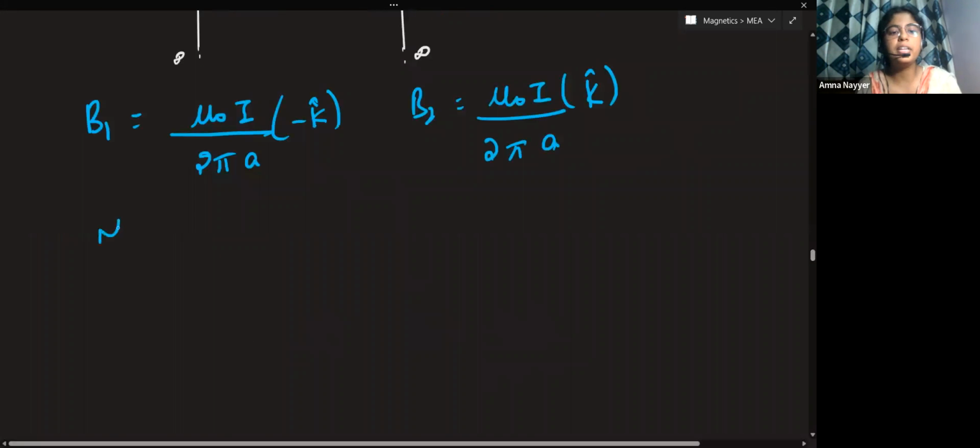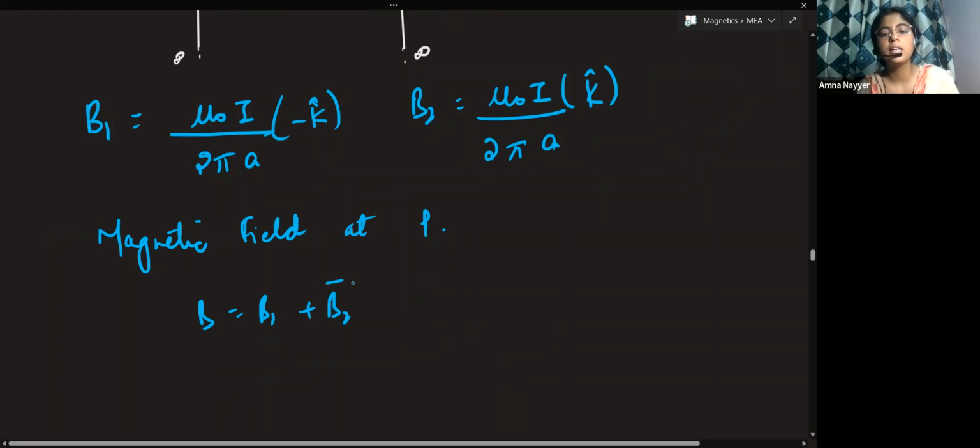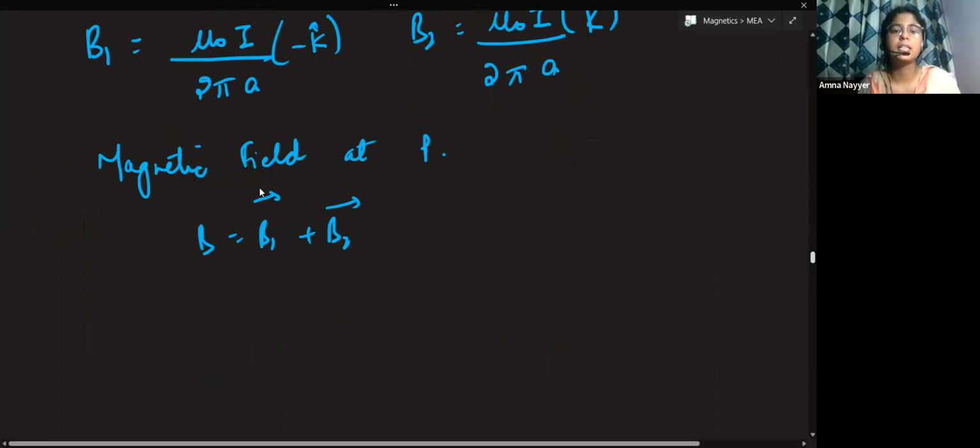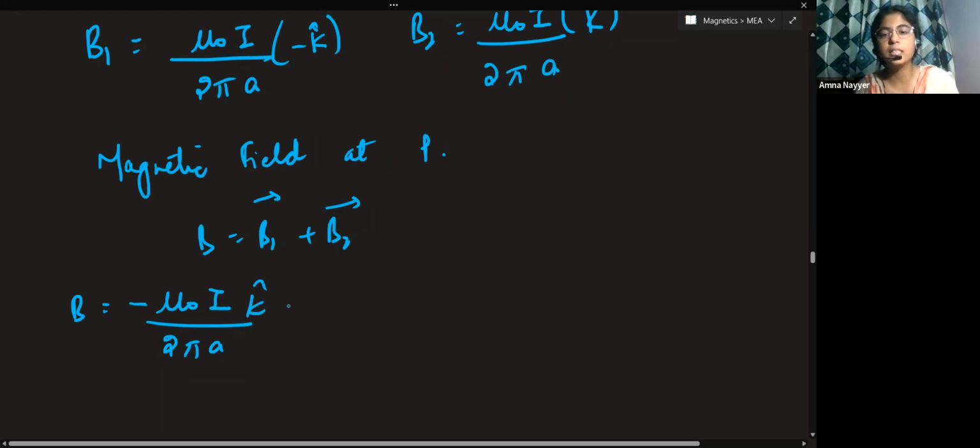Net magnetic field at P point. This will be equal to B1 plus B2. Write down the values of B1 plus B2. It will be equal to mu naught I by 2 pi A, minus K cap is there, and this will be plus mu naught I by 2 pi A K cap. Here.